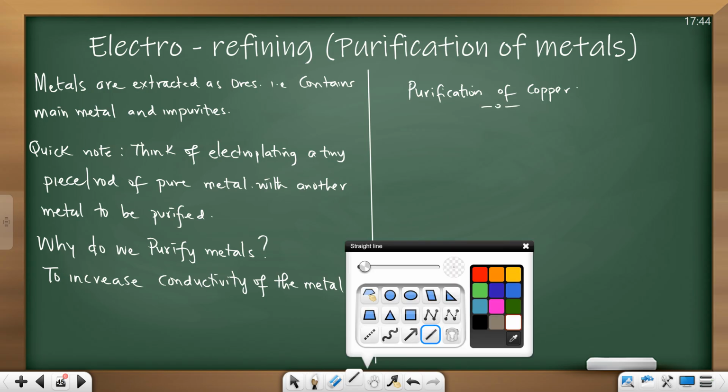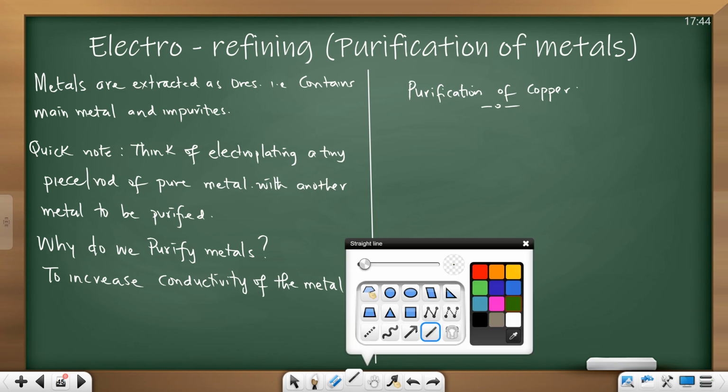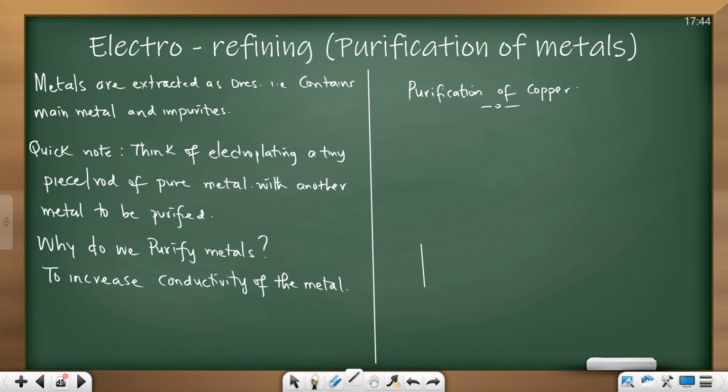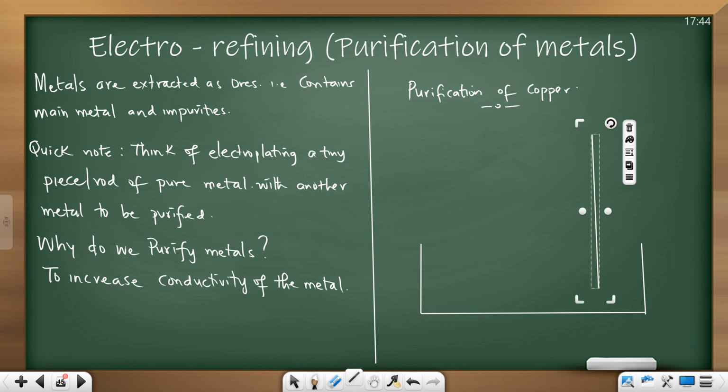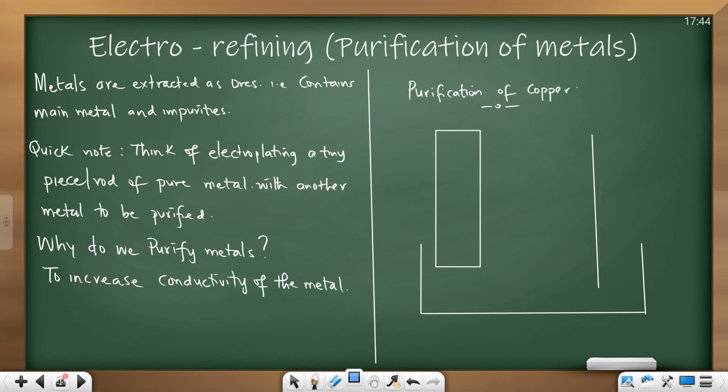Now, guys, I want us to purify copper. And what do we need to do if I want to purify copper? Remember what I said. It's as if you want to electroplate a tiny plate of copper. So I'm going to have a tiny plate of copper there, and I'll have my impure metal. That one is the big one.